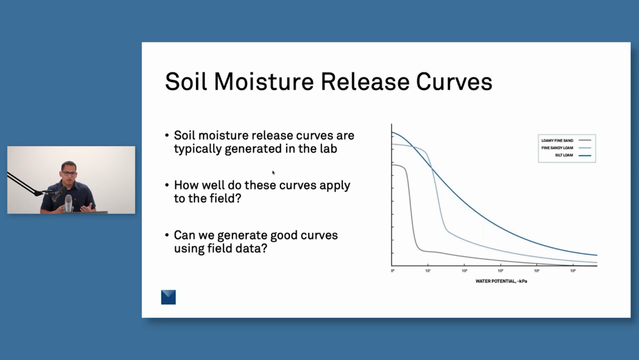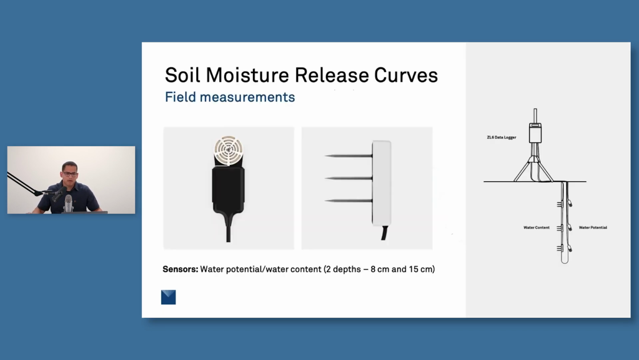But how well do these curves apply to the field? And one of the things we know is that these data don't always represent what we actually see in the field, especially, oftentimes when we take moisture release curves in the lab, we see much higher saturated water contents than what we ever see in the field. There are other things that we see that sometimes create differences. So how well do these actually match up? And can we use field data to better characterize these things? Can we generate good curves using field data? So let's dive into that.